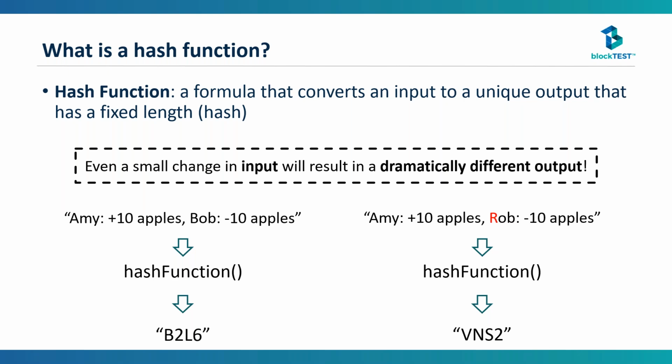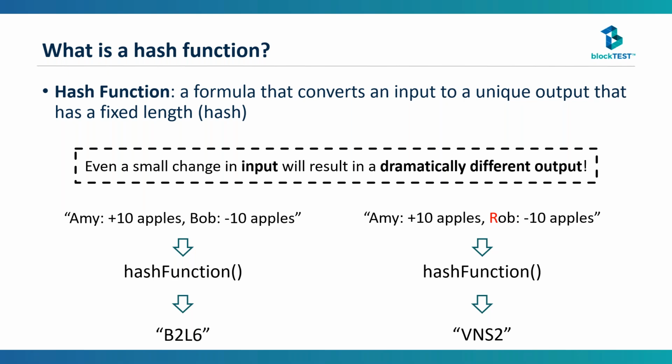To put it simply, say we have a transaction record that says Amy took 10 apples from Bob. When that transaction record goes through the hash function, it's going to produce, in this example, B2L6. That string is made up, but the point is it compresses whatever information was contained in that transaction record and spits out this string.